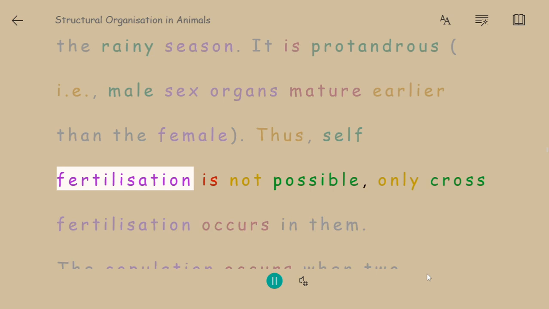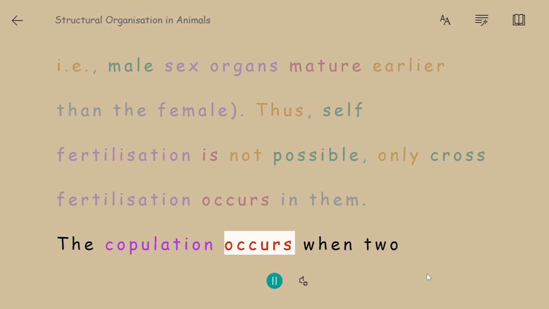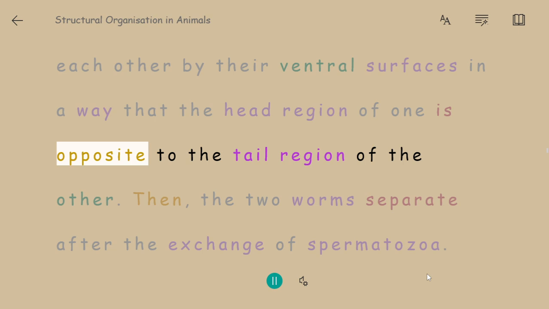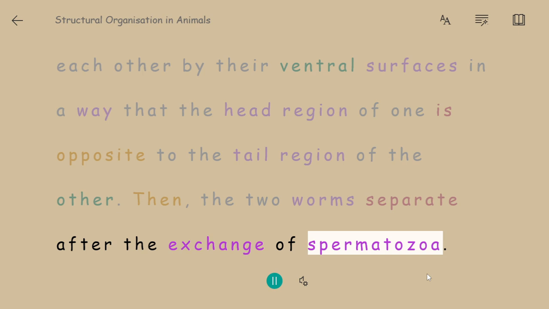Thus, self-fertilization is not possible; only cross-fertilization occurs in them. The copulation occurs when two earthworms closely attach to each other by their ventral surfaces in a way that the head region of one is opposite to the tail region of the other. Then, the two worms separate after the exchange of spermatozoa.